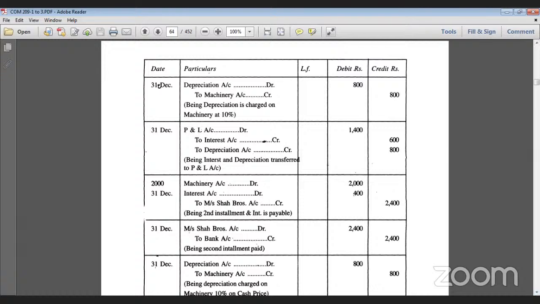After that, depreciation 800 will be going for depreciation account debit to machinery, which will be 800. After this depreciation, the depreciation and interest are transferred to the P&L account, which will be on the debit side.